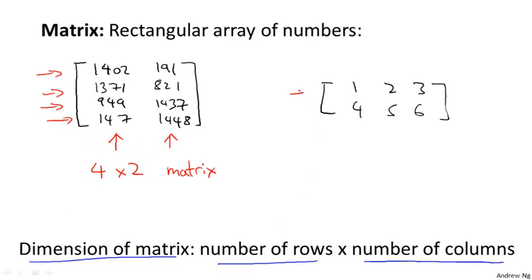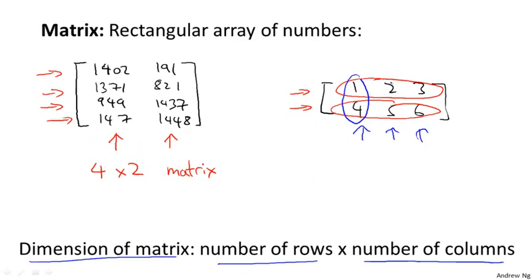This one on the right, this matrix has 2 rows. So that's the first row, that's the second row, and it has 3 columns, right? That's the first column, that's the second column, that's the third column. So this second matrix, we say it is a 2 by 3 matrix. So we say that the dimension of this matrix is 2 by 3.